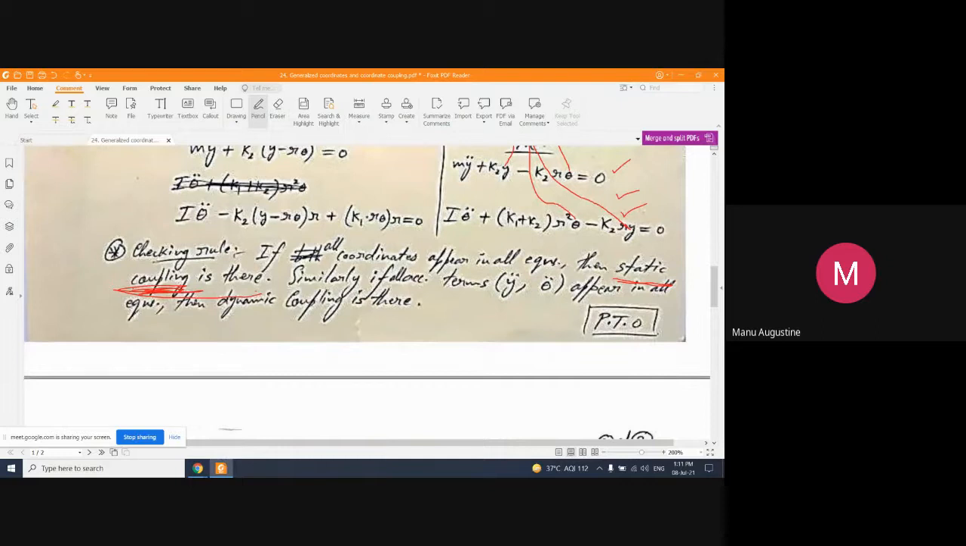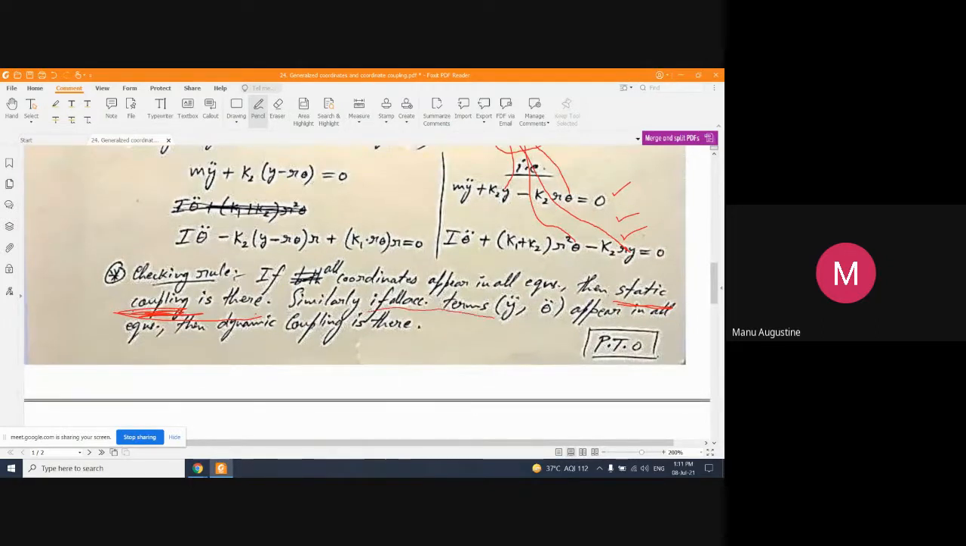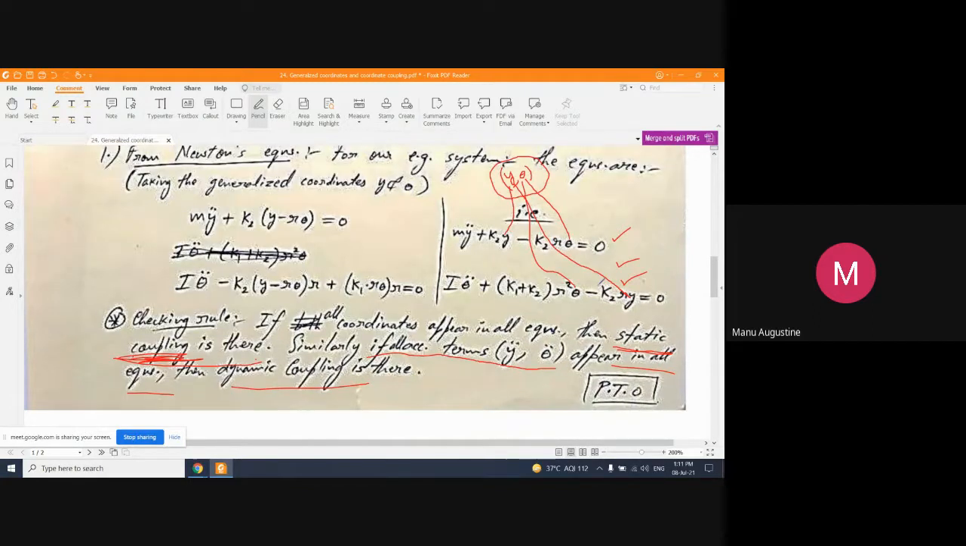Now, how do you check for dynamic coupling? If all acceleration terms appear in all equations, then dynamic coupling is there. Now let us check to see whether this is happening or not. The acceleration terms that should be present according to this rule are y double dot and theta double dot. In the first equation, I go and check whether both of them are present. I see y double dot is present, but theta double dot is absent. So the test fails here itself.